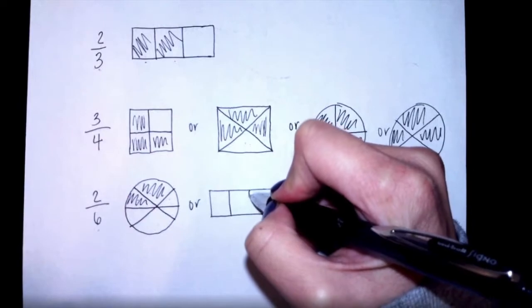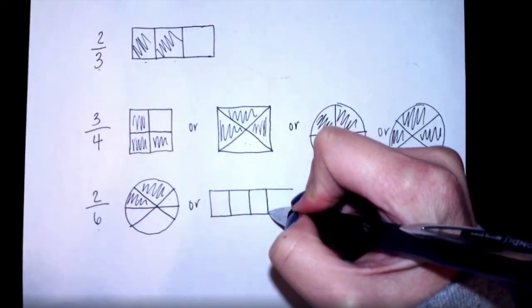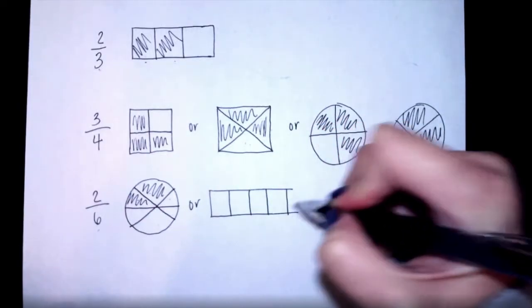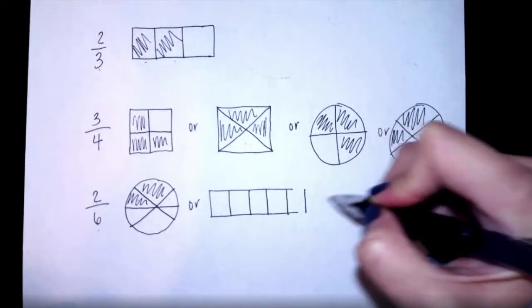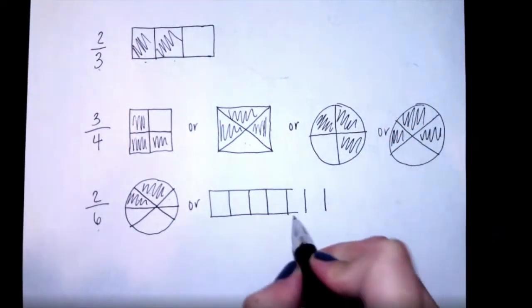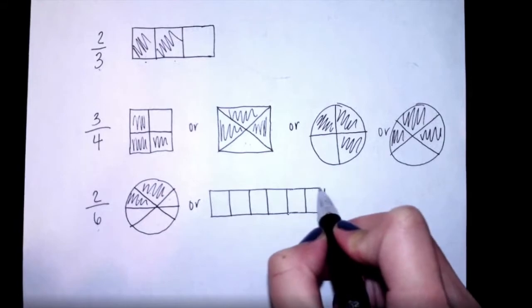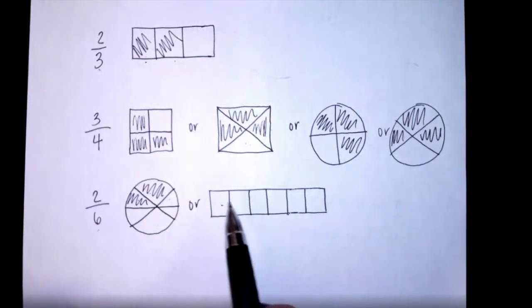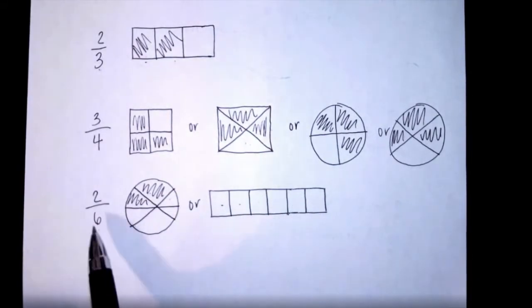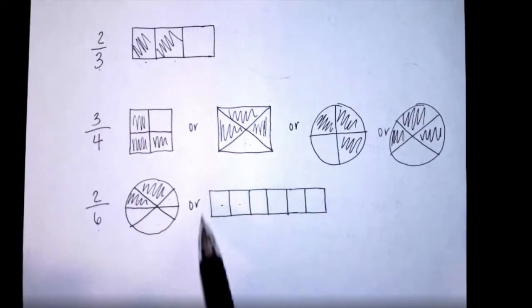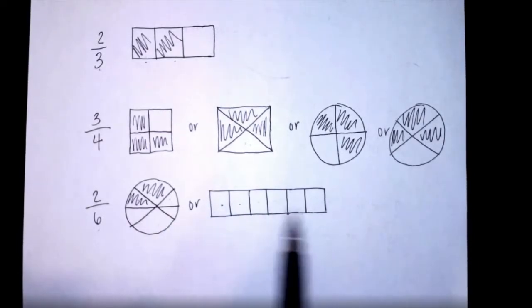One, 2, 3, 4, 5, and 6. Okay, so 1, 2, 3, 4, 5, 6. So yep, I have 6 parts. This is my whole rectangle. It is divided into 6 parts.